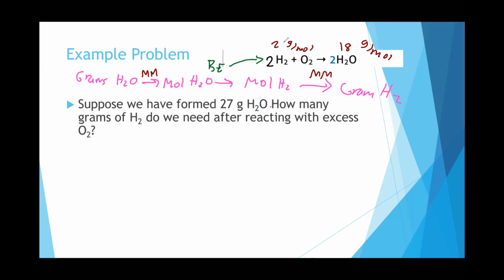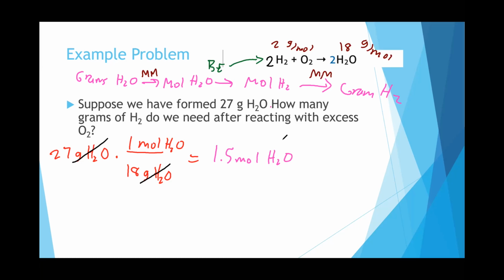So let's start off with grams of H2O. So we have 27 grams of water. To convert it to moles of water, we need to use the molar mass, which is 18. So this time we need the grams to be on the bottom to cancel out the grams on the top. So after we do this calculation, we get 1.5 moles of H2O. So we've done the first step, check.